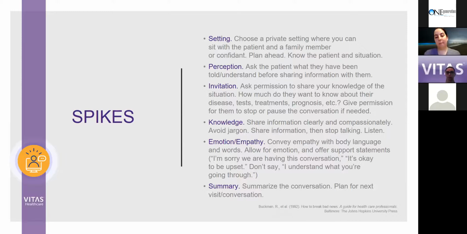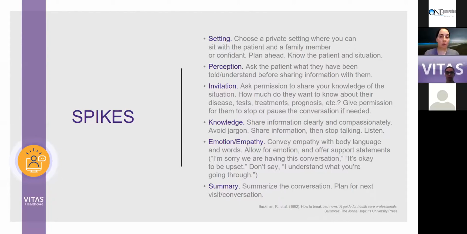I is for invitation. So most of the time when you ask the patient how much they want to know, most of the time they'll say they want to know everything or they want to know most of it. But even if they say yes, it is important to ask, because they will always appreciate that you took the time to ask, that you're respecting their willingness to be involved in the conversation.